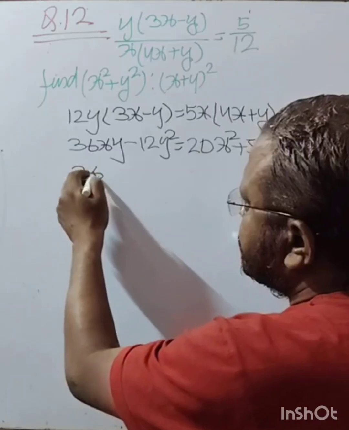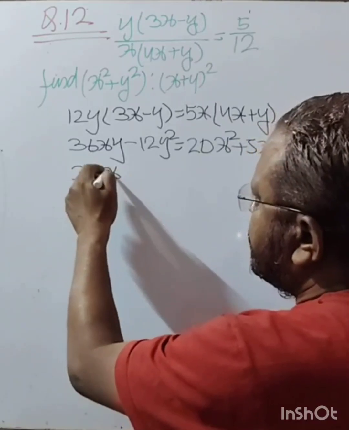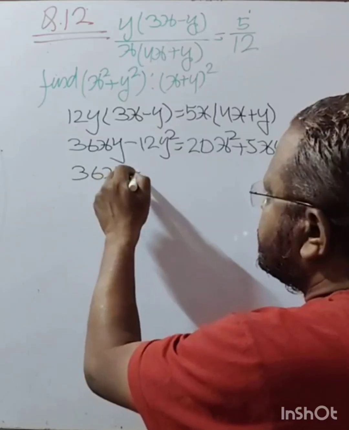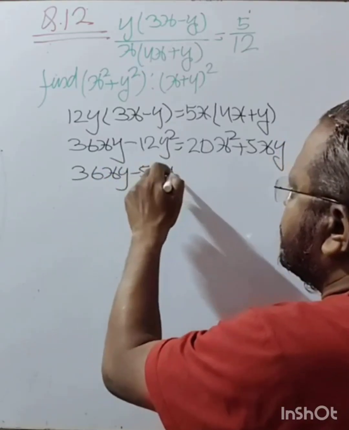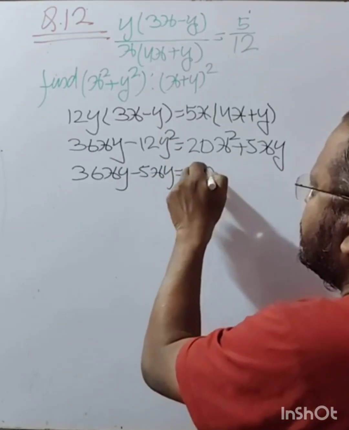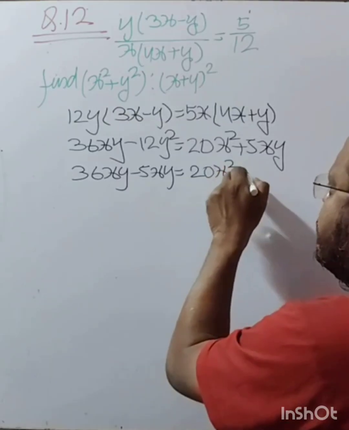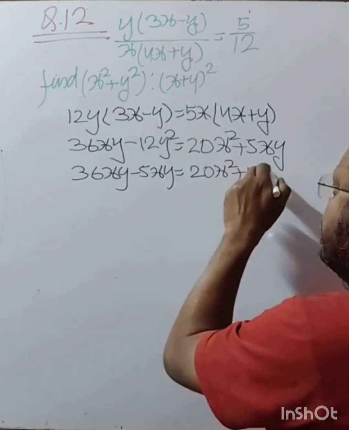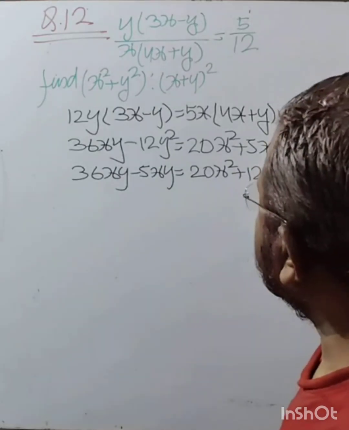3x, 36xy minus 5xy is equal to 20x square plus 12y square, right?